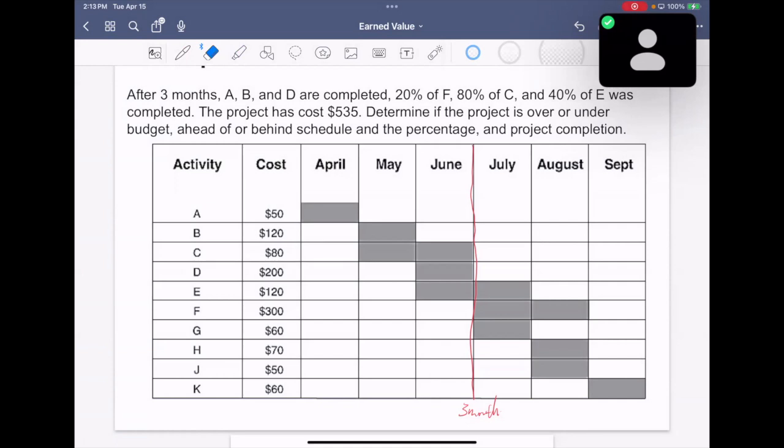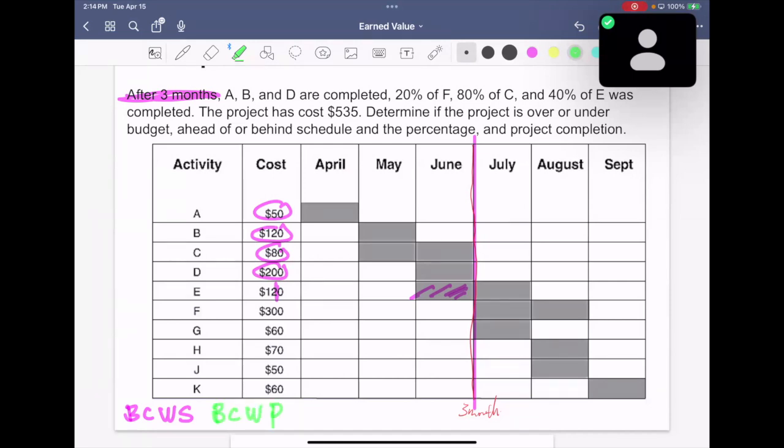So this is after 3 months, and you have this one over here. When you're doing the BCWS, that means you are taking those 15, this 120, this 18, and this 200. And you are taking half of this one because you have only done half of it, right? And then that's done for your BCWS, budget cost of work scheduled.